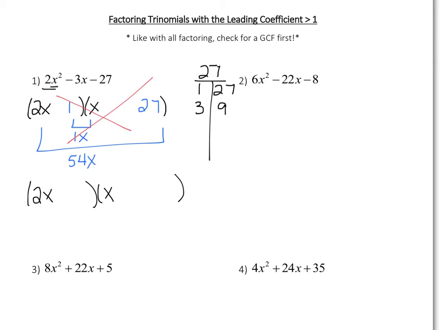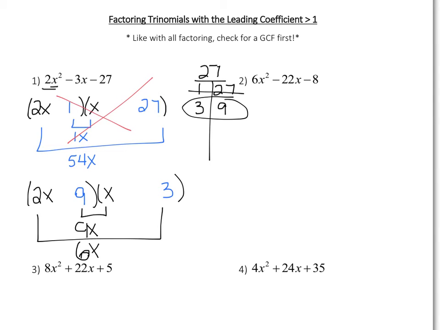But now let's try this pair, 3 and 9. So I'm going to put the 3 here and the 9 here and see what happens. So inners is 9x, outers is 6x. Okay, how can I get a 9x and a 6x to add to a negative 3? Well, this has to be a negative 9 and this has to be a positive 6. So negative, positive. We're done.